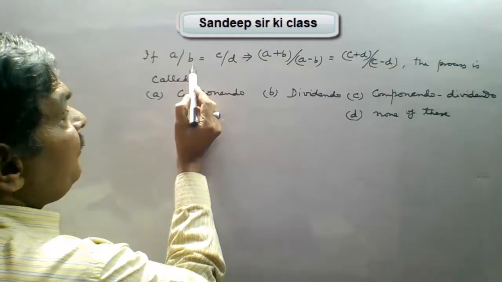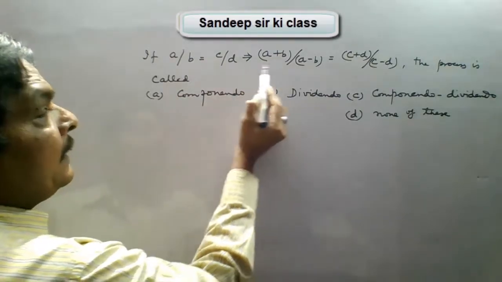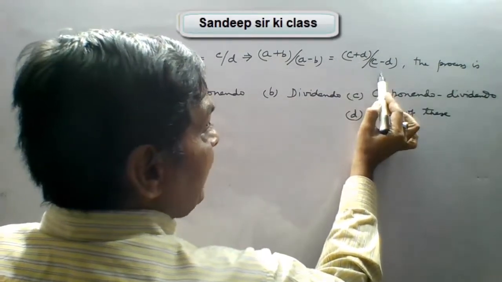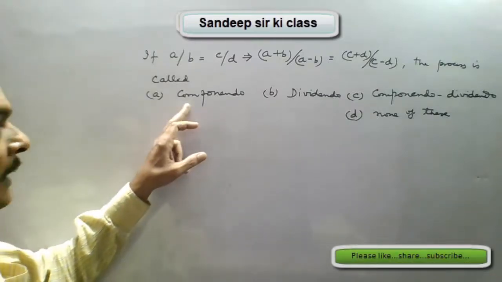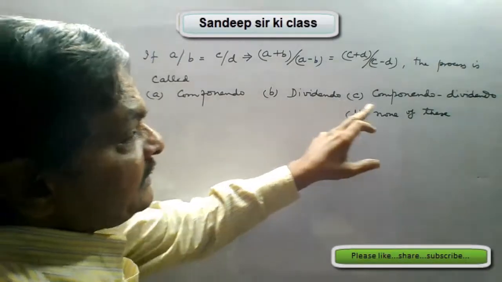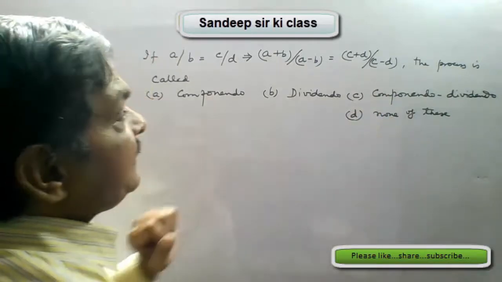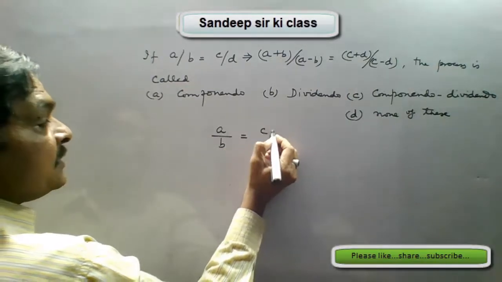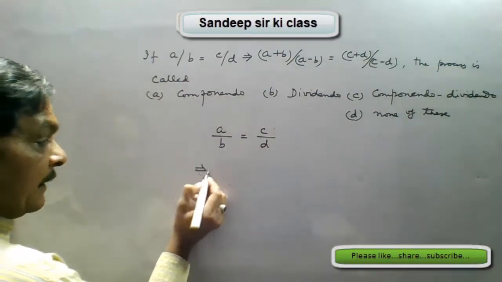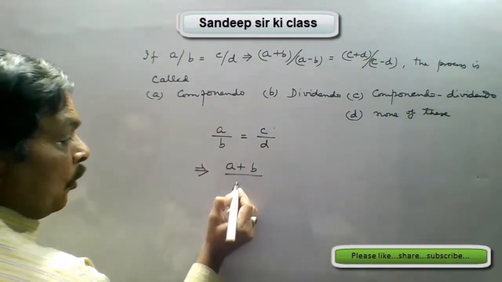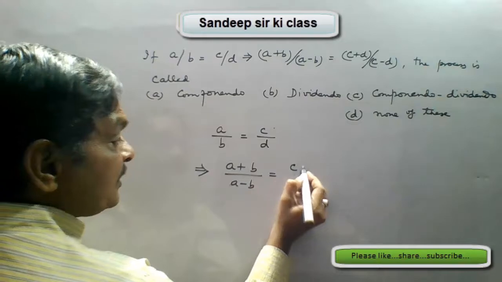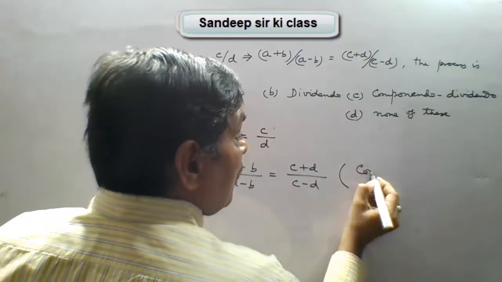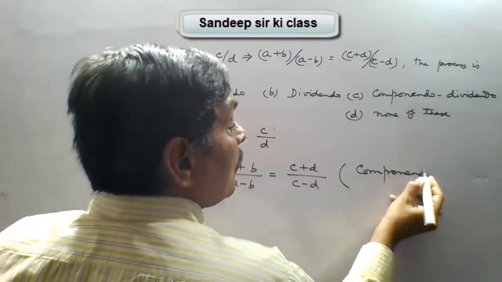Next question is, if A upon B is equal to C upon D implies A plus B upon A minus B equal to C plus D upon C minus D, the process is called A componendo, B dividendo, C componendo dividendo, D none of these. Now we know that if A upon B is equal to C upon D, then this implies A plus B upon A minus B equal to C plus D upon C minus D. This is called componendo dividendo.